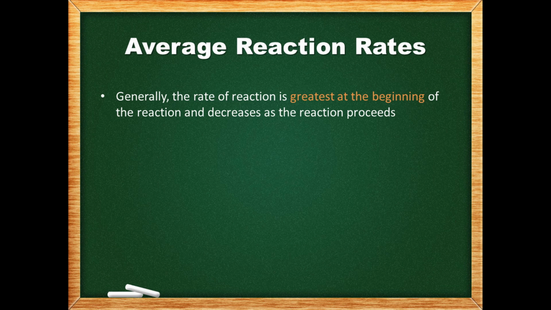For most reactions, the rate is greatest at the beginning of the reaction and decreases as a reaction proceeds. Because the rate changes as a reaction continues, reaction rates are generally expressed as averages over a particular time period. The average reaction rate is the change in a measurable quantity of a chemical species over the change in time. We generally report this as an absolute or positive value.